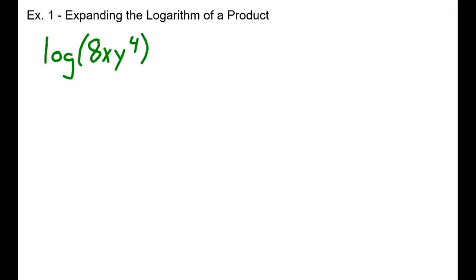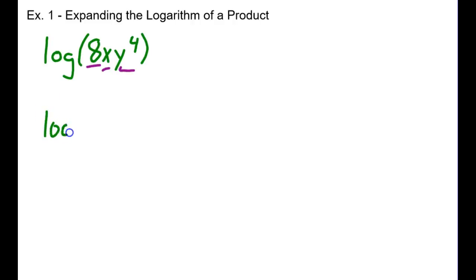Example 1, expanding the logarithm of a product. So we're going to take this logarithm we're given and break it apart using the product rule, and then we're actually going to have to use the power rule after that. So if we look, we have three different factors in this problem. We have 8, we have x, and then we have y to the fourth. So in the end, we're going to have three separate logarithms. So first, we can break this apart.